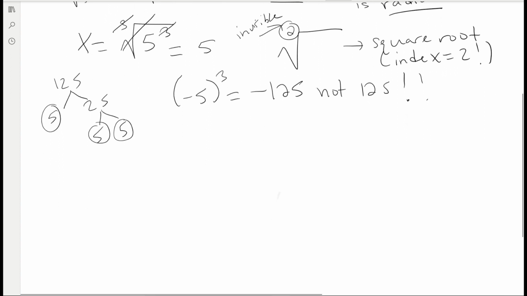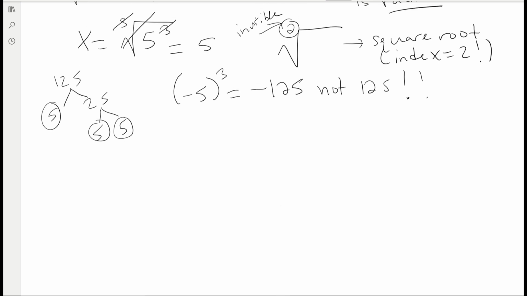All right, so now we know that this x equals 5 in this problem is the real cube root of 125.